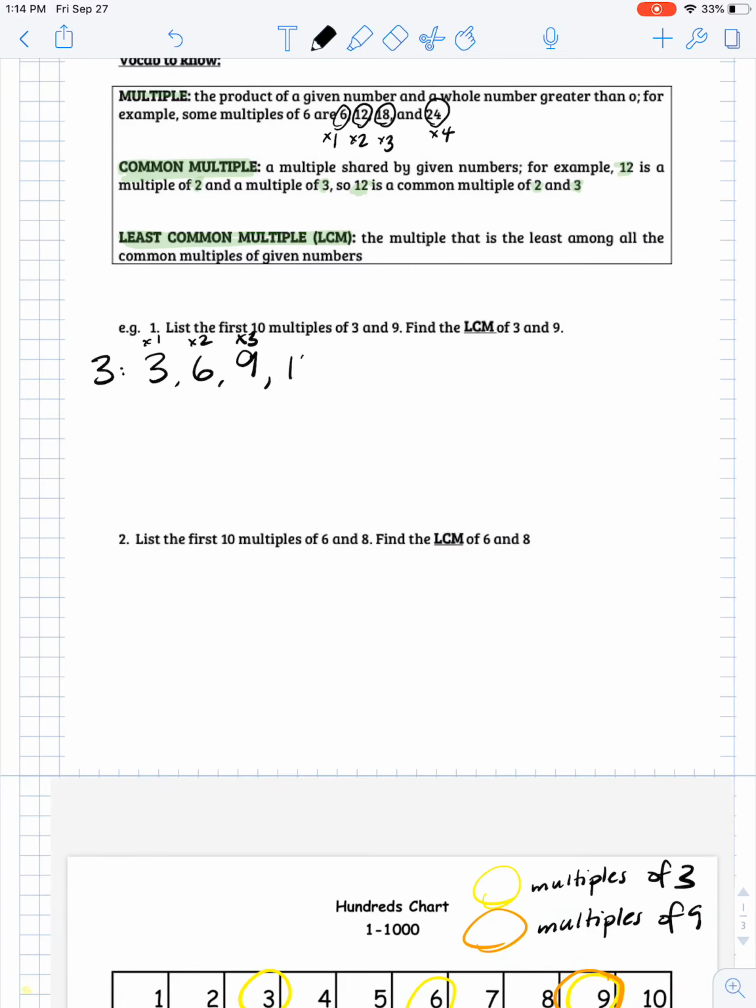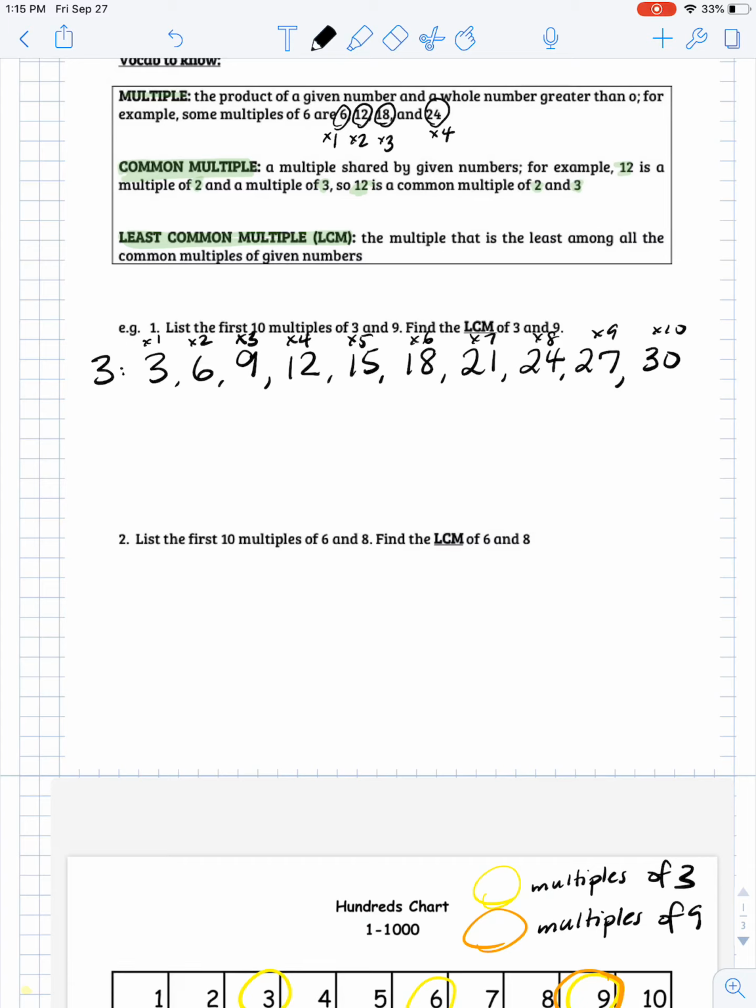And then you have 12, which is 3 times 4. Then you have 15, which is 3 times 5. And then you have 18, which is 3 times 6. And then you have 21, which is 3 times 7. And then you have 24, which is 3 times 8. And then you have 27, which is 3 times 9. And then you have 30, which is 3 times 10. So those are the first 10 multiples of 3.